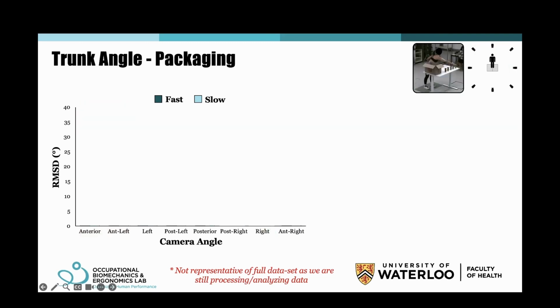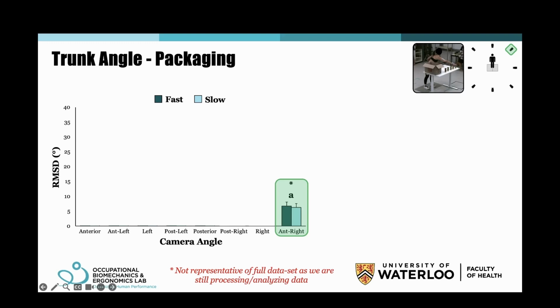Last little bit, with the trunk angle, packaging. Here, it gets a little bit different, but there's a reason for this, I think. With the trunk angle and packaging, the camera angle with the lowest root mean square difference was the anterior right. And for this, we were tracking flexion extension. If you look at the image up in the top right, as the participant is reaching to grasp the containers, they're twisting their body, and their major plane of motion is now in line with that anterior right camera view. So again, being sagittal to the major plane of motion.